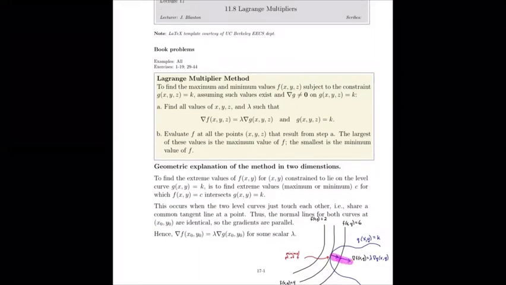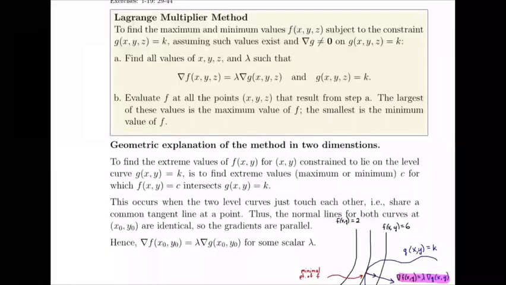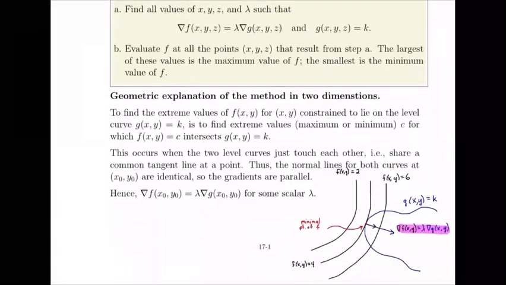to each other. In other words, they must be pointing in the same direction, perhaps opposite directions. That would just mean a negative lambda, and their scale might be a little different. That's why lambda is there. But this is the statement that the gradient vector of F is parallel to the gradient vector of G down below. And that's exactly our Lagrange multiplier statement. Lambda is called the multiplier in this method.